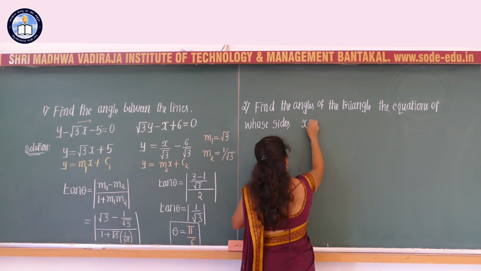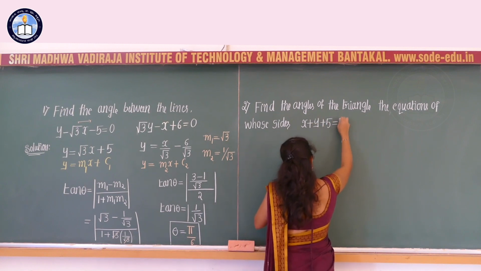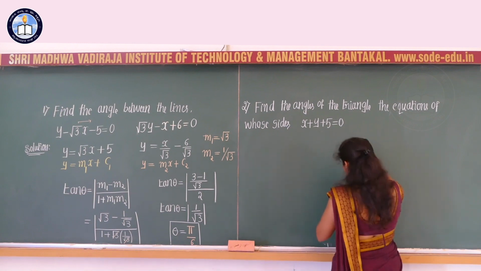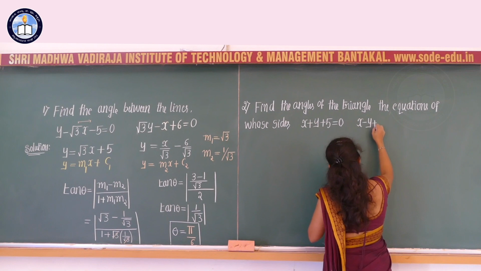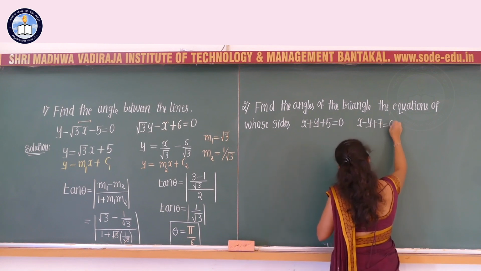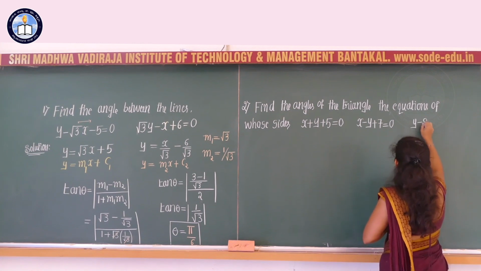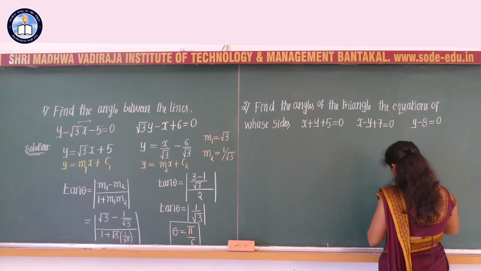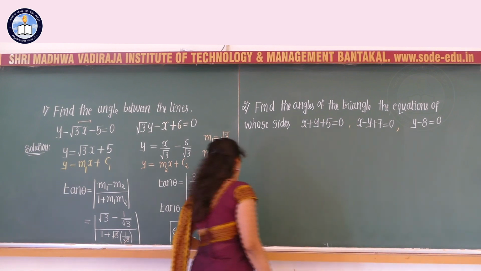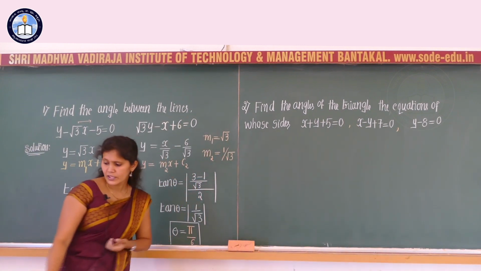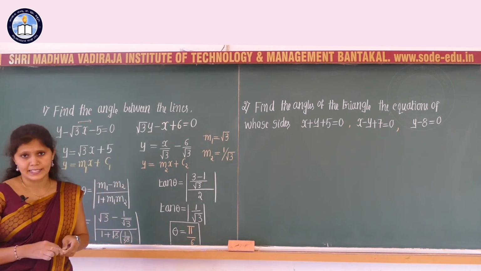First equation, that is x plus y plus 5 is equal to 0, and second one, x minus y plus 7 is equal to 0, and the third equation, that is y minus 8 is equal to 0. So this is the question, and the question is to find the angles of the triangle.